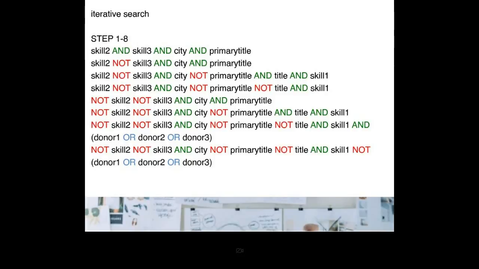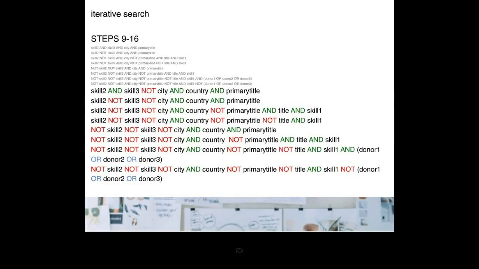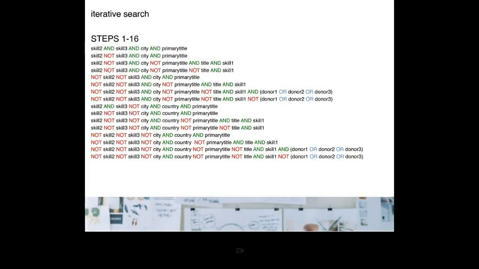So here we are, 8 steps. But do you really think that's all? Well, I have 8 more steps for you. Here you are. Don't worry, I won't go into details now. These steps include only one change. We exclude the city and add the country and make the same steps. So, to sum up, using iterative search, we go in small portions, step by step, from the most relevant candidates to the more general.